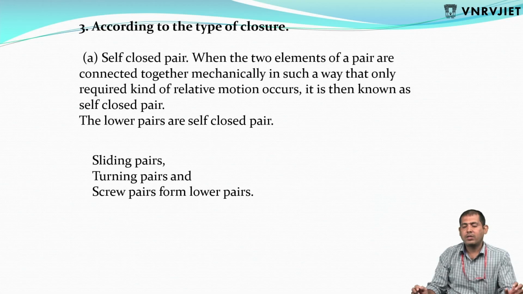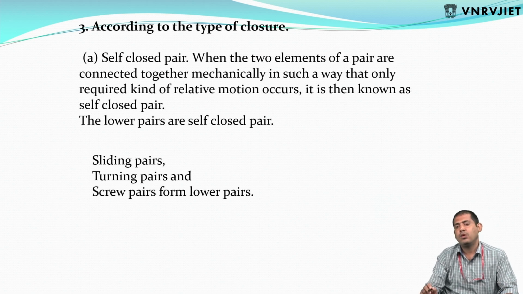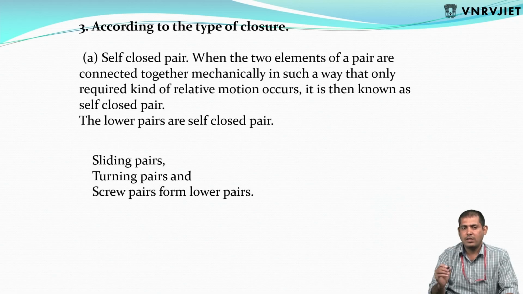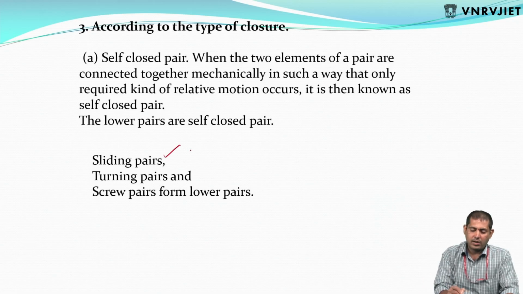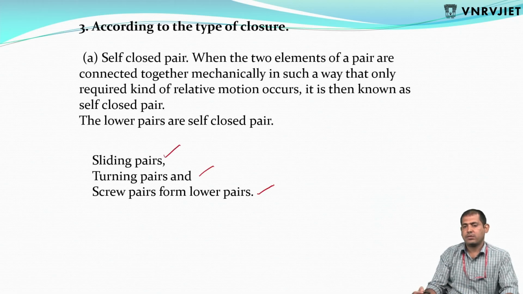Next, according to the type of closure. Based on the type of closing, again there are two types: self-closed pair and forced closed pair. Sliding pair, turning pair, and screw pairs are self-closed. Here, simply, no external force is required to keep the pair closed.